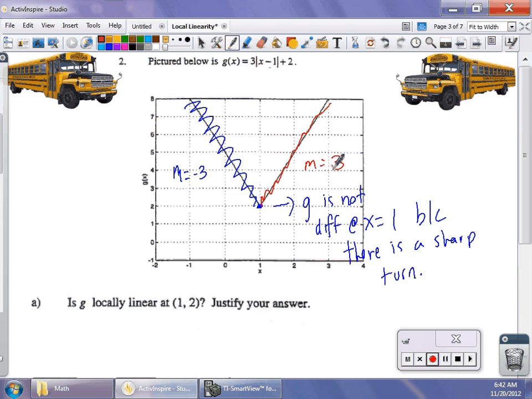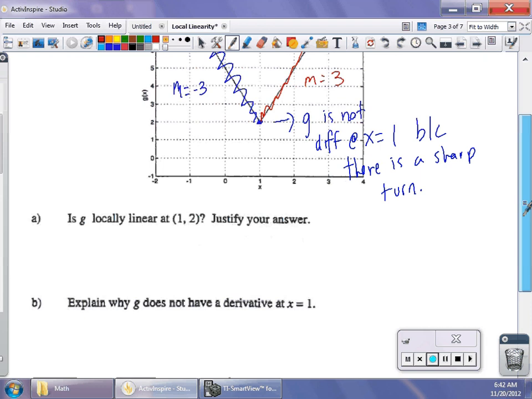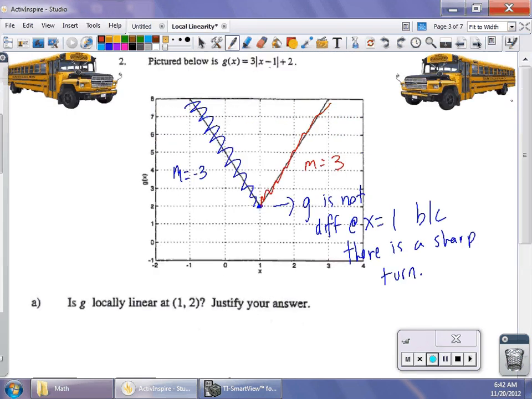Furthermore, if you go to the point (1, 2) on your calculator and keep zooming in and zooming in, what you'll notice is that the function does not become locally linear. Therefore, there's no derivative at x equal to 1, and we can't write the equation of a tangent line. All right, so that answers those two questions.